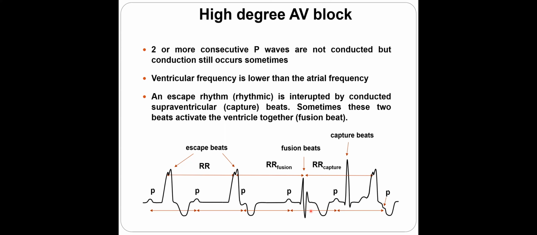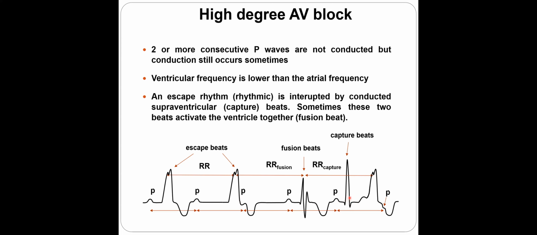So some part of the ventricle was activated by the ventricular escape beat, and some part was activated through the conducted beat. This is why this fusion beat is rhythmic. It's coming at the same time as the escape beat, but the shape is different from the escape beat. And the capture beat is narrow because that's a supraventricular beat.